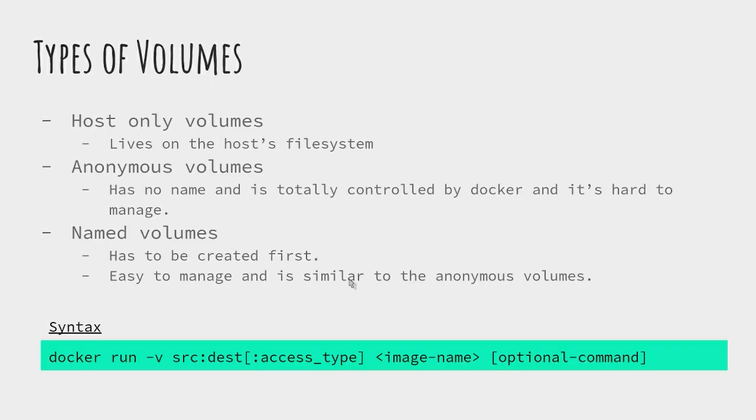The second type is anonymous volumes. Anonymous volumes and the named volumes are quite similar. The only difference is that anonymous volumes, as they are anonymous, have no name, and named volumes have a name. That is the only difference between the two. But there is something different when we run this.